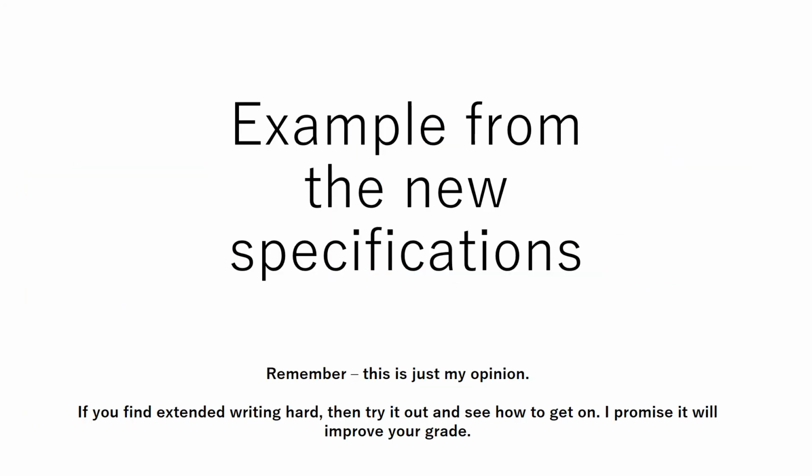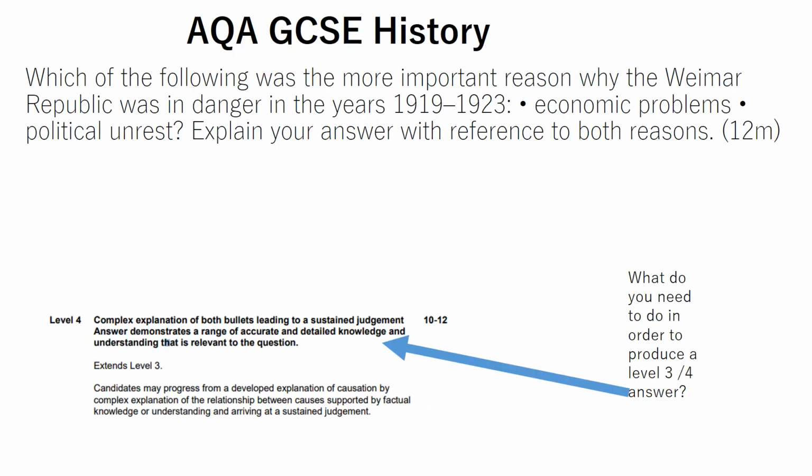For the new specifications, I'm going to give you a few more examples. Again, remember, this is just my opinion. And if you do find extended writing hard, just try it out and see how you get on. This is GCSE history, AQA, 12 mark question here, focusing on the Weimar Republic in Germany, 1919 to 1923. What was the biggest issue they had? Was it economic issues or political unrest? Explain your answer with reference to both reasons.